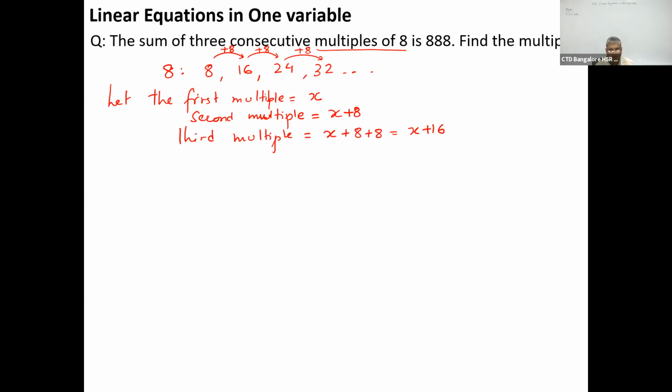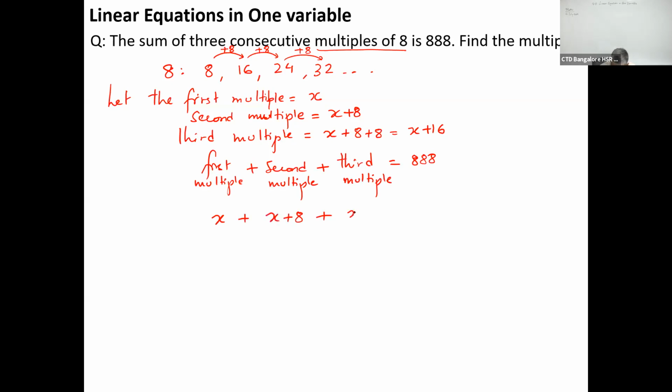Now it is saying the sum of three consecutive multiples is 888. So the first multiple plus the second multiple plus the third is 888, exactly like the previous question. So now you can write x plus x plus 8 plus x plus 16 equals 888. See, once again we got a linear equation, and now we can solve. How many x's? 3 x's. Plus 8 and 16, 24, is equal to 888.